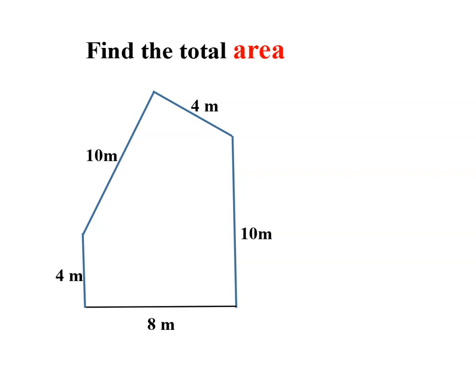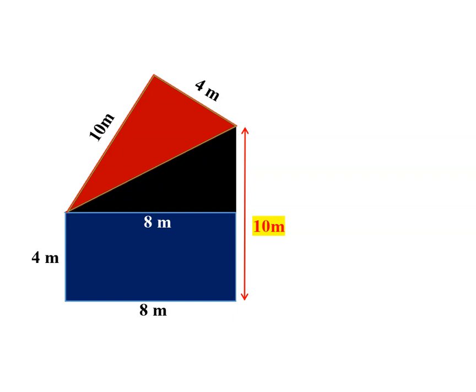To find out the total value of the pentagon. If we rearrange the pentagon, we have a rectangle and two triangles respectively. First of all, the rectangle, right? The base is 8 meter and the height is 4 meter.